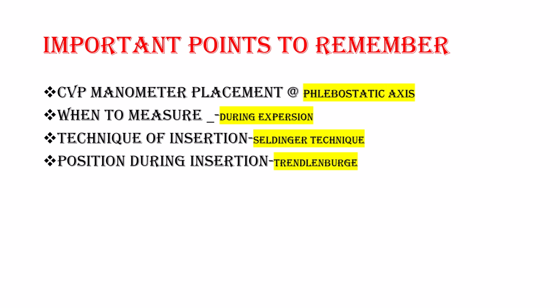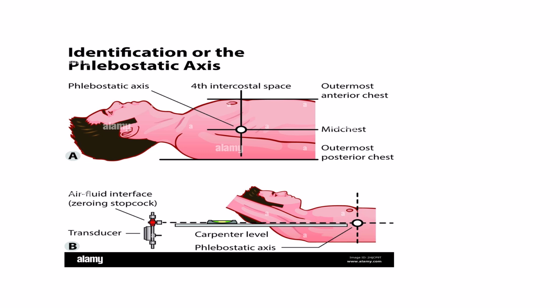Then what is the CVP manometer placement? That is at the phlebostatic axis. I will show a picture for that. What is the phlebostatic axis? It is the point where two lines intersect: a line from the fourth intercostal space and the mid-clavicular line intersect at a point, and that is the phlebostatic axis. So we have to place the transducer at the phlebostatic axis for measuring CVP. Okay.